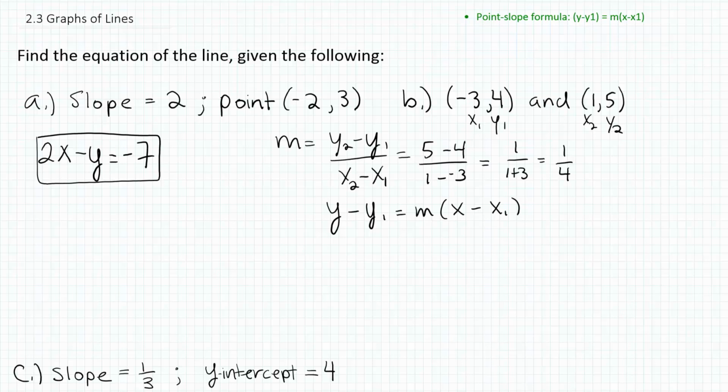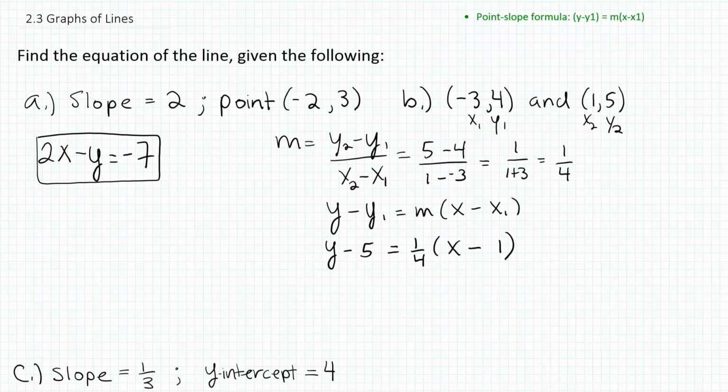Now, we labeled the first point x1, y1, but it really doesn't matter what point we use. I'm going to use the second point here, the 1, 5, because I like the fact that both of the numbers are positive. So we'll have y minus 5 is equal to 1/4 times x minus 1. Okay, so I just plugged in that second point into the point-slope formula along with the slope we found. And now from here, we just want to distribute and then write it into general form.